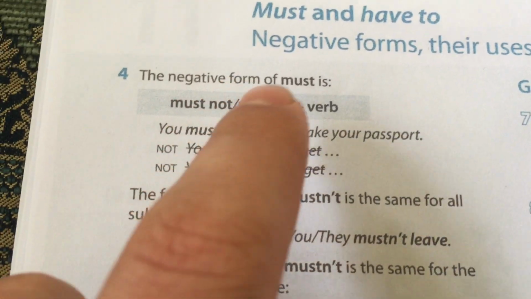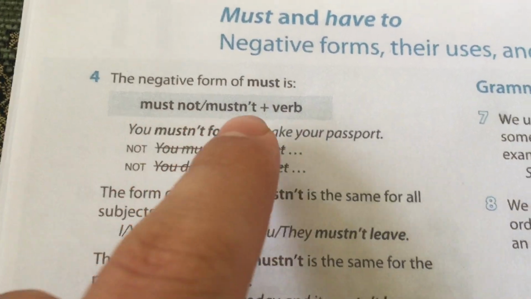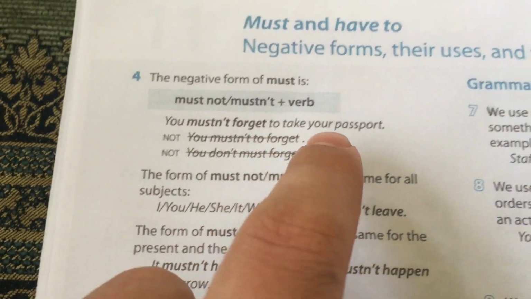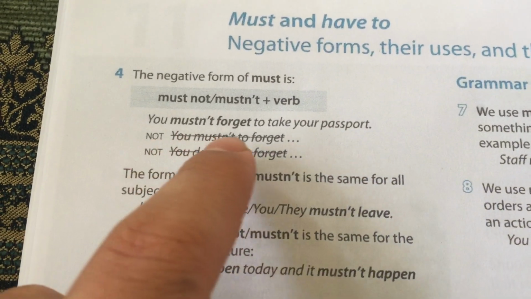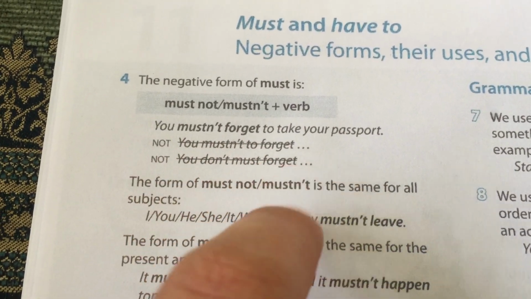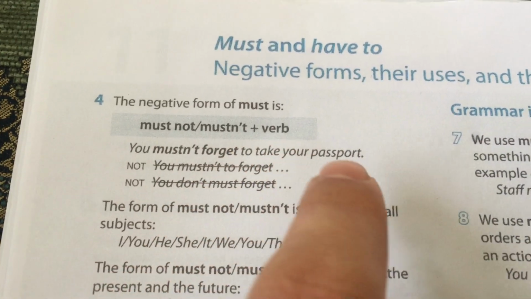So, the negative form of must is must not or mustn't. You mustn't forget to take your passport. Not "you mustn't to forget." Oh, "you don't must forget." No, you mustn't forget to take your passport.